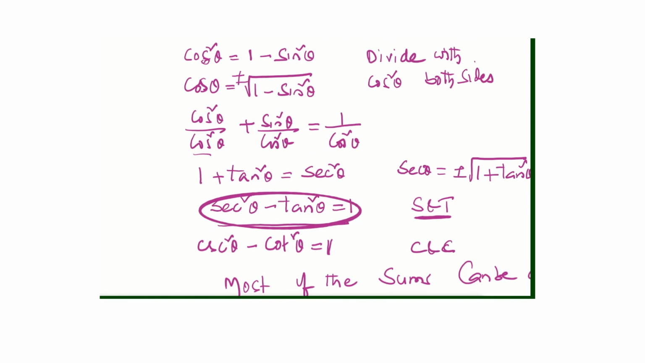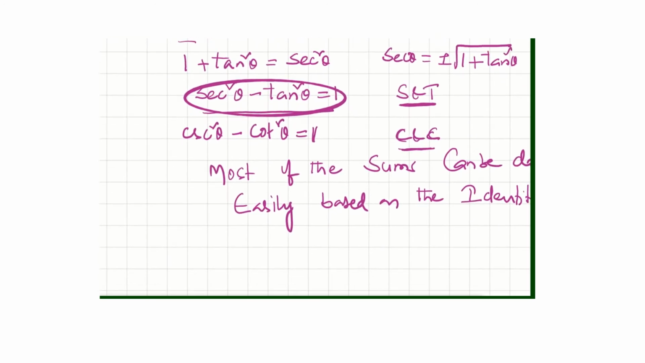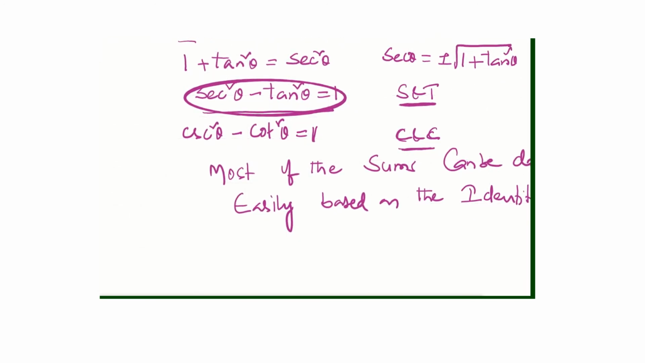The last one is CNC, creative and commercial, computers and coding: cosecant squared minus cot squared equals 1. So the CSC, CC rule. Most of the sums can be done by using these three identities. So thank you so much.